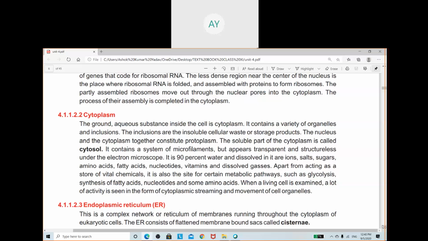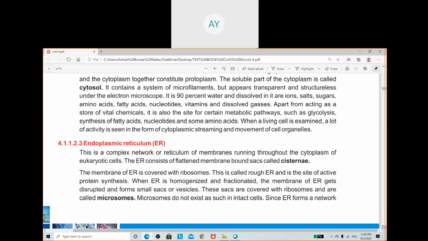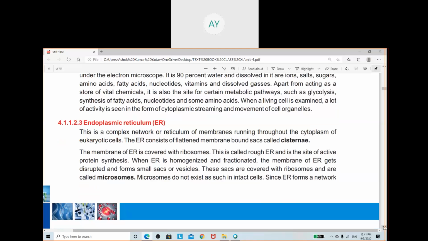I have already discussed this endoplasmic reticulum. You will find sac-like structures known as cisternae. When the membrane of the endoplasmic reticulum is covered with ribosomes, it is known as rough; when ribosomes are absent, it is known as smooth. When small sac-like structures, vesicles, are covered with ribosomes, they are called microsomes. So that is the difference.